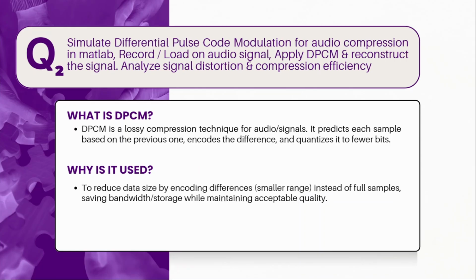So that we have is simulate differential pulse code modulation for audio compression in MATLAB. Record or load an audio signal, apply DPCM and reconstruct the signal, analyze signal distortion and compression efficiency. So basically DPCM stands for differential pulse code modulation, which is a lossy compression technique for audio signals. It predicts each sample based on the previous one, encodes the difference and quantizes to fewer bits.